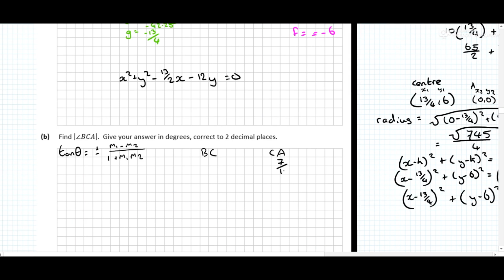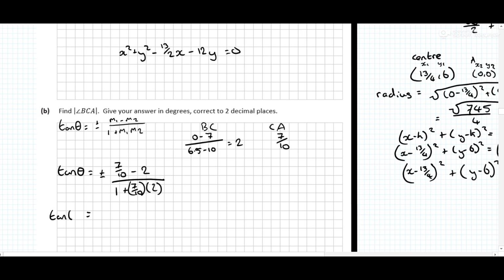7 over 10. We need the slope between B and C. So 0 minus 7, 6.5 minus 10 is equal to 2. So we have both slopes. Doesn't matter what order we put them in. So we want the angle, so we don't know theta. Plus or minus 7 over 10 minus 2, over 1 plus 7 over 10 times 2. Tan theta is equal to plus or minus 13 over 24.